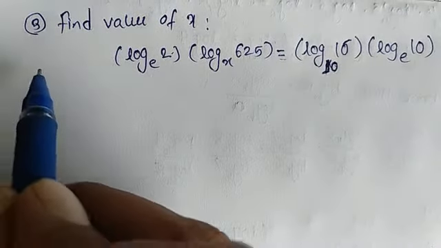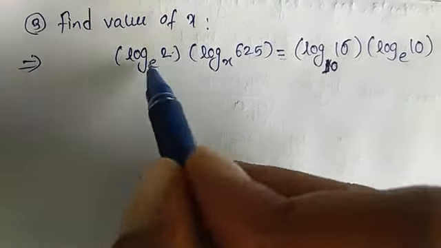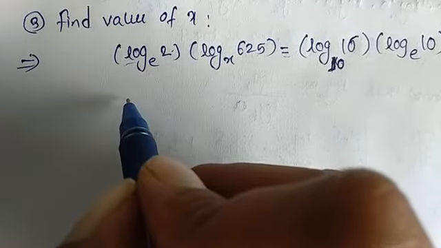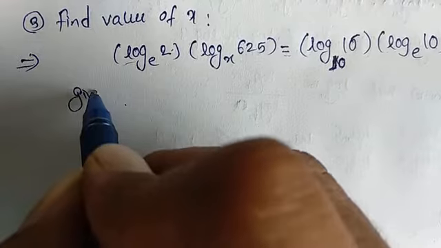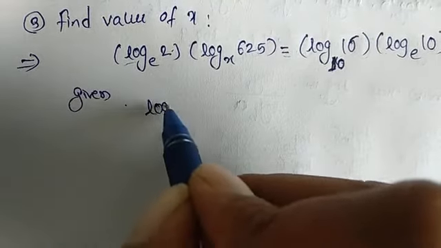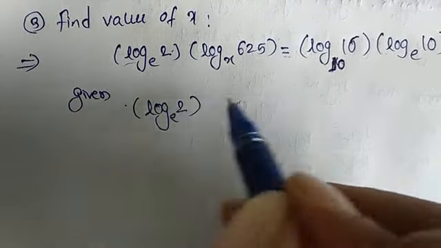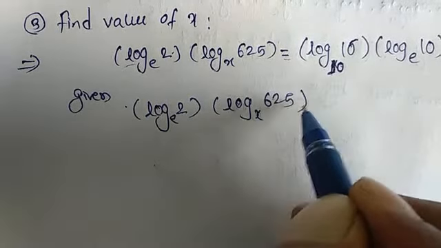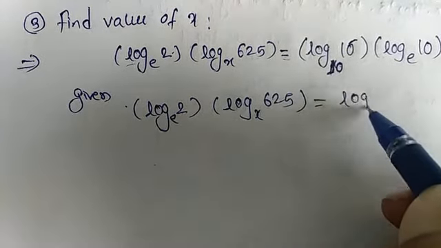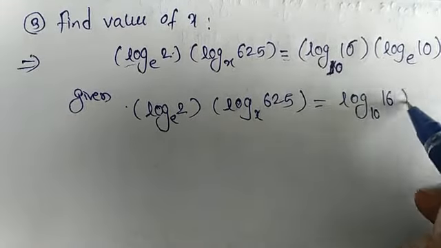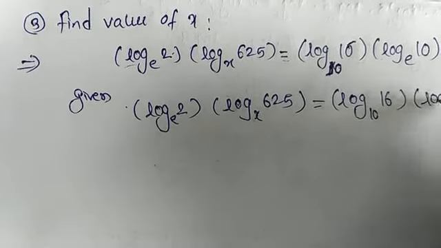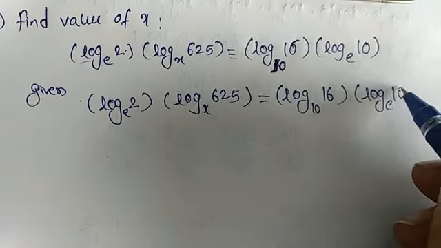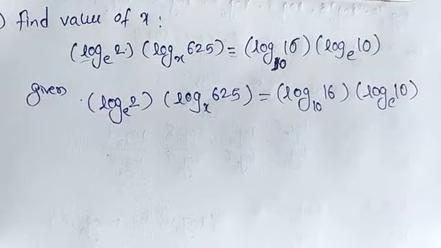Now in this example we first write what is given, here we write it again in our answer. Given that log of 2 to the base e multiplied by log of 625 to the base x is equal to log of 16 to the base 10 multiplied by log of 10 to the base e. This is our given part.